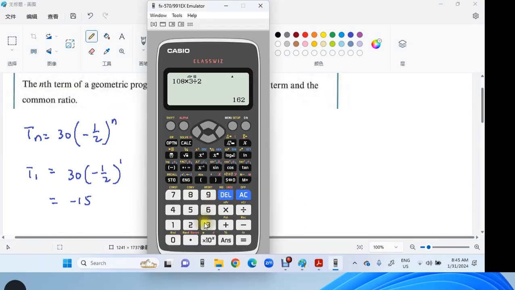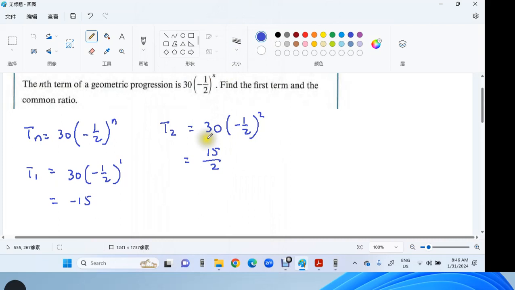Okay, because we have the 30 multiplied with negative half. Okay, negative half will be negative 15. And then if we square it, then it will be 15 over 2. So this is the second term. So this is A.